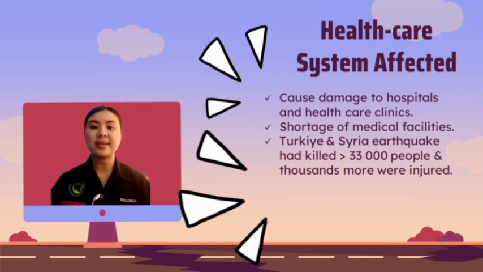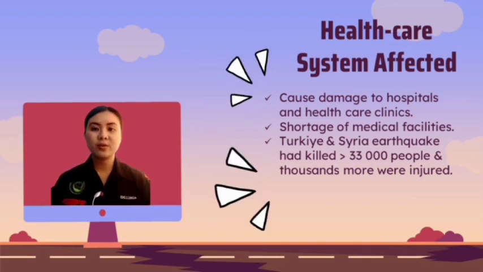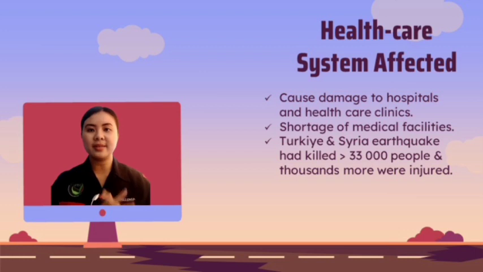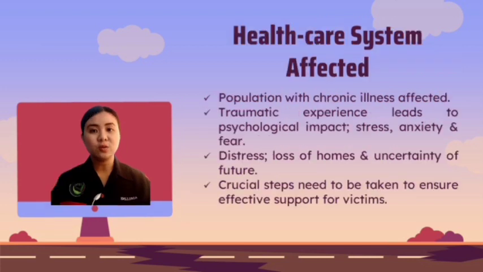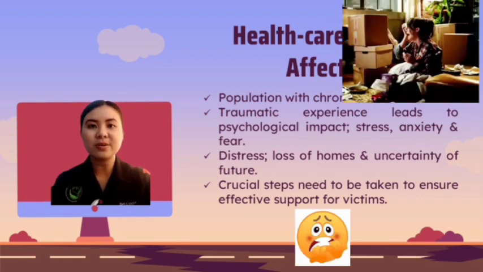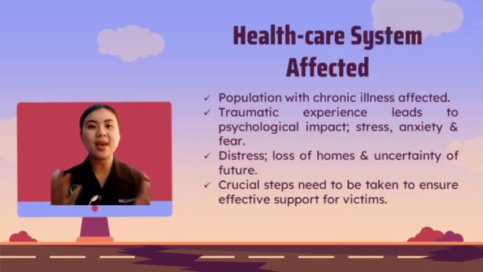Apart from the listed effects, the healthcare system is also affected. Earthquakes cause damage to hospitals and health clinics and result in a shortage of medical facilities for injured and displaced people. For instance, the earthquake in both Turkey and Syria had a major effect on the healthcare system and killed more than 33,000 people, with thousands injured. Due to this, nurses and doctors have had to work long hours to treat the injured people and provide healthcare for them. Moreover, the traumatic experience has a psychological impact on the population as survivors experience high levels of stress, anxiety, and fear.